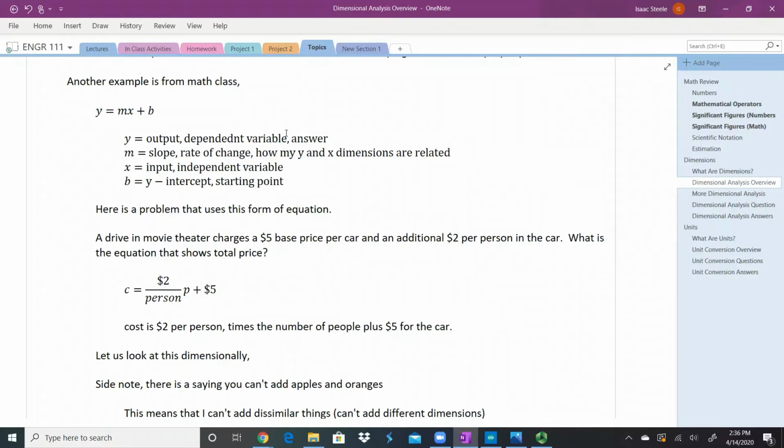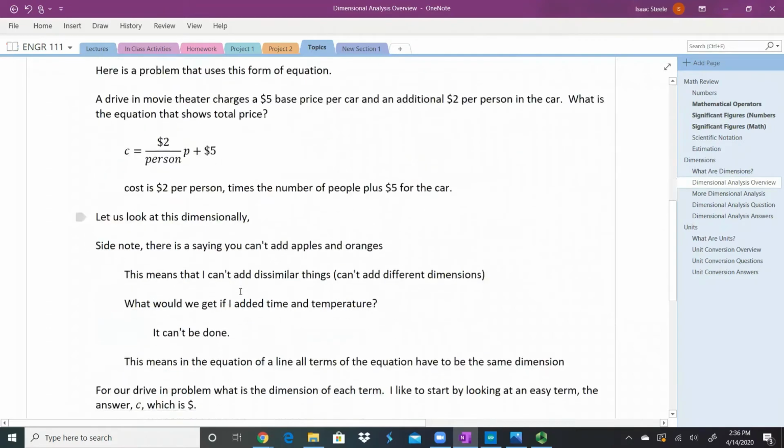A drive-in movie theater charges $5 per car that comes in. So that's the base price. A car comes in, it costs $5. Then they count up the people in the car, and each person in the car costs $2 more. So below, I have an equation that shows the total price. I have the cost, C, equals $2 per person, times P, which is my number of people, plus $5 for the car. So what we can do is we can really break this down dimensionally.